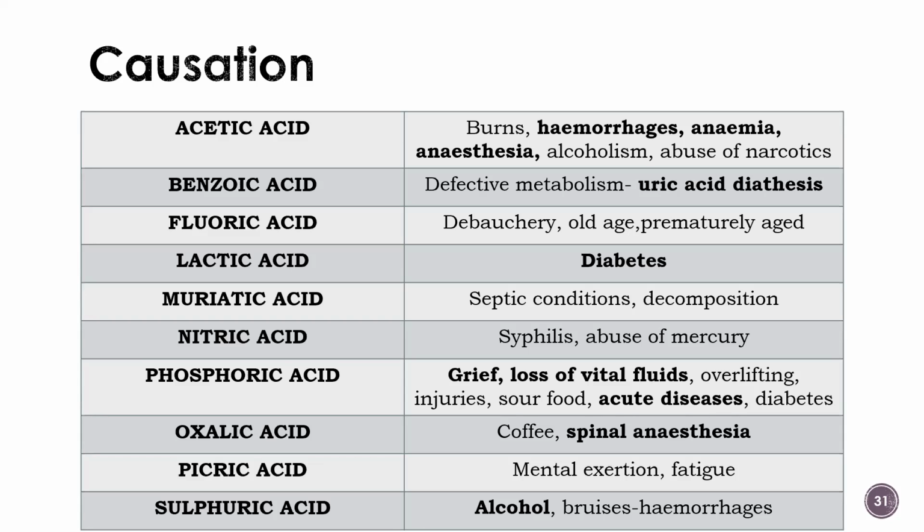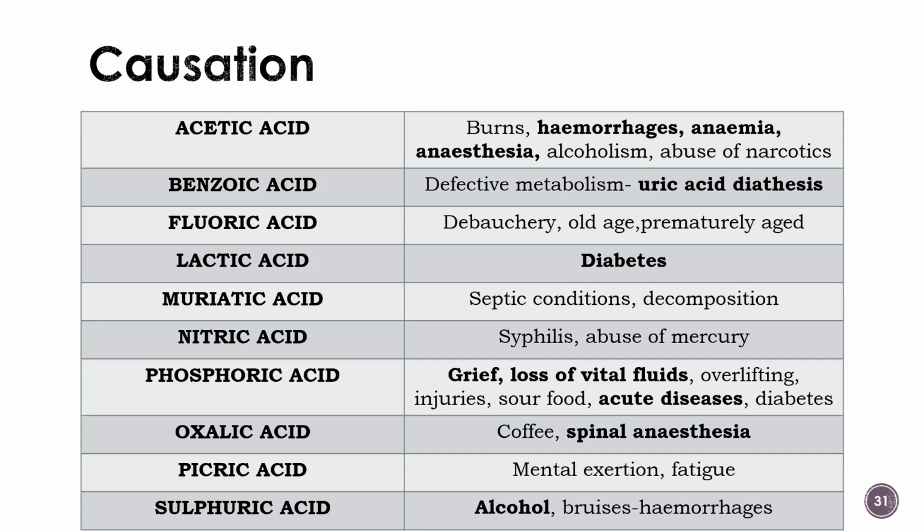So phosphoric acid, most important is grief. Okay. Then loss of vital fluids, overlifting, injuries, sour food, acute diseases, and diabetes. Okay. Grief leading to exhaustion and indifference. You can think of phosphoric acid. Grief leading to exhaustion and indifference.